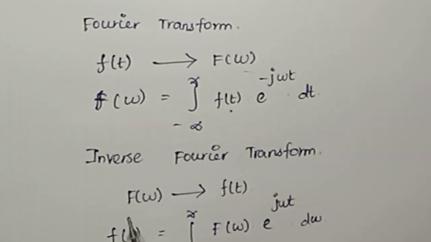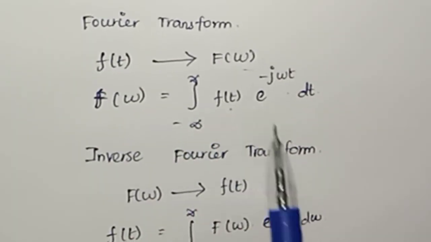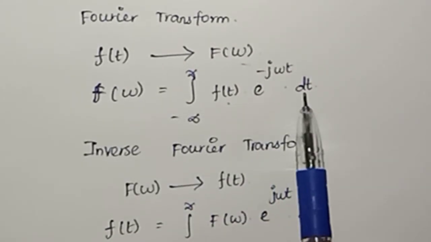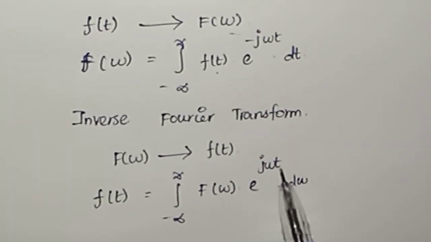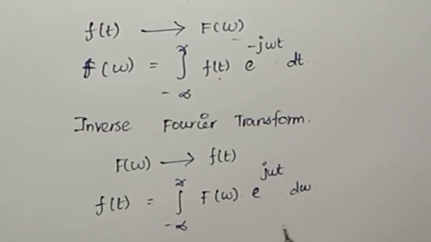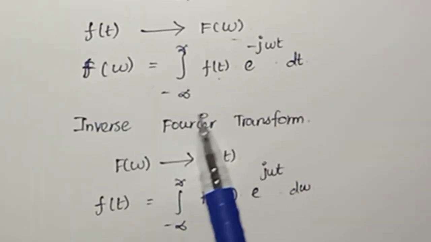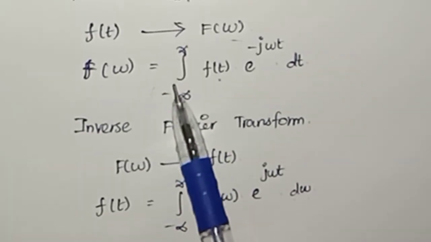Next, inverse Fourier transform means frequency to time. Fourier transform means time to frequency. F of omega is equal to integration of minus infinity to infinity f of t e power minus j omega t into dt. In case of inverse Fourier transform, f of t equal to integration of minus infinity to infinity F of omega e power j omega t into d omega. This is the formula for Fourier transform and inverse Fourier transform. Here, these are the maxima and minima values.